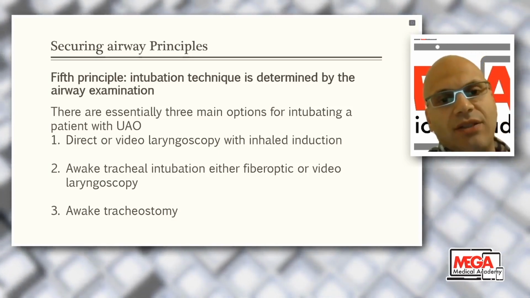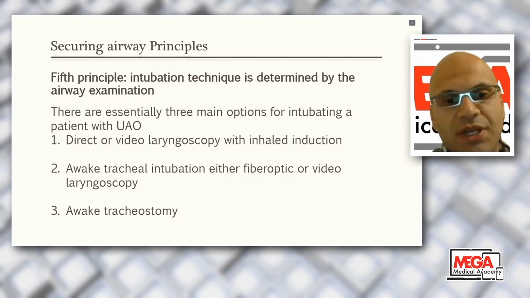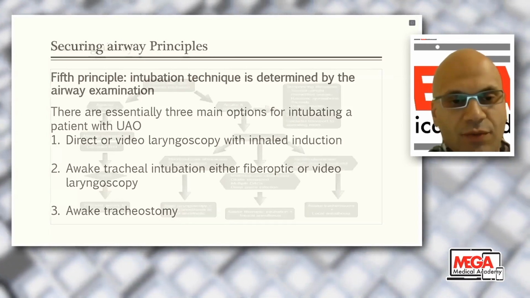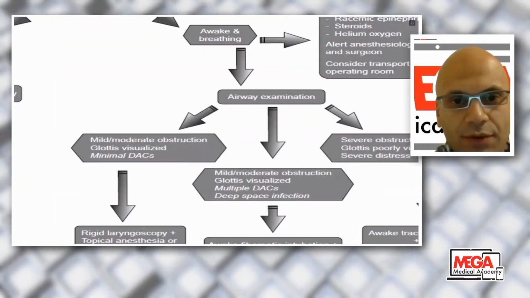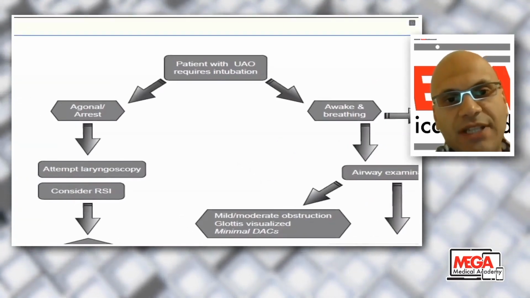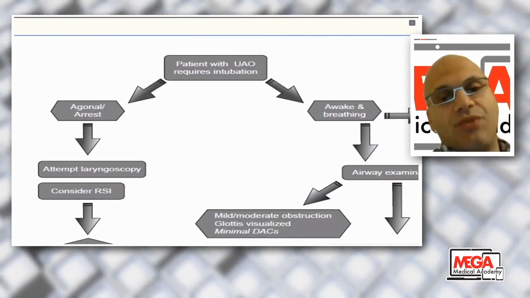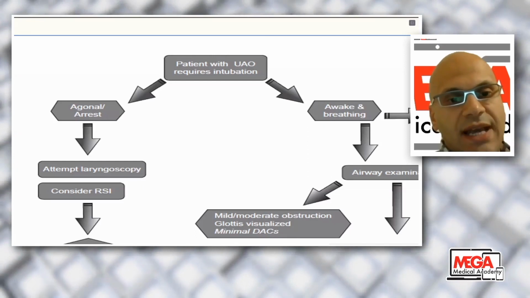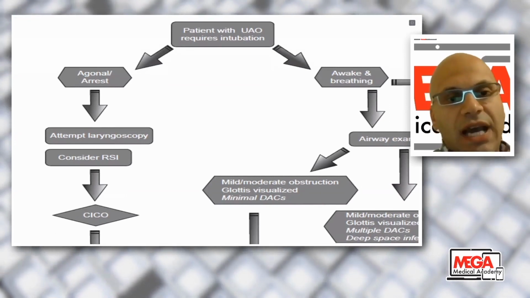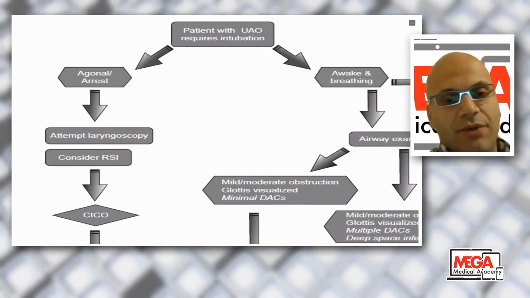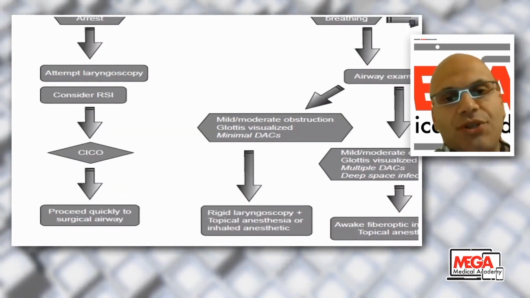You don't want to be in a situation where you start IV induction and muscle relaxant, you try to intubate the patient, you fail to intubate, and of course the hypoxia and desaturation will be a bad consequence. This is a protocol. We can classify the upper airway obstruction into two categories. The first category is a patient who is already in respiratory arrest or about to arrest, and you don't have any choice or time, so you consider rapid sequence induction and attempt the laryngoscopy. If you are able to intubate, well and good. If not, in a situation of can't intubate, can't oxygenate, you will proceed quickly to a surgical airway.